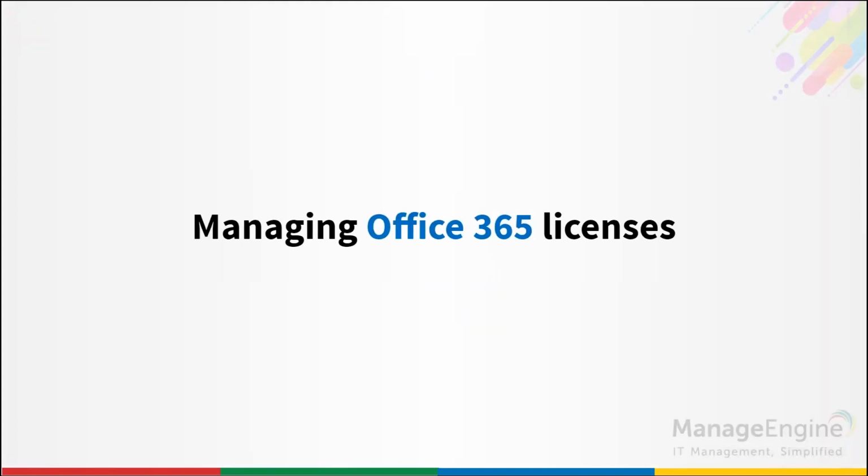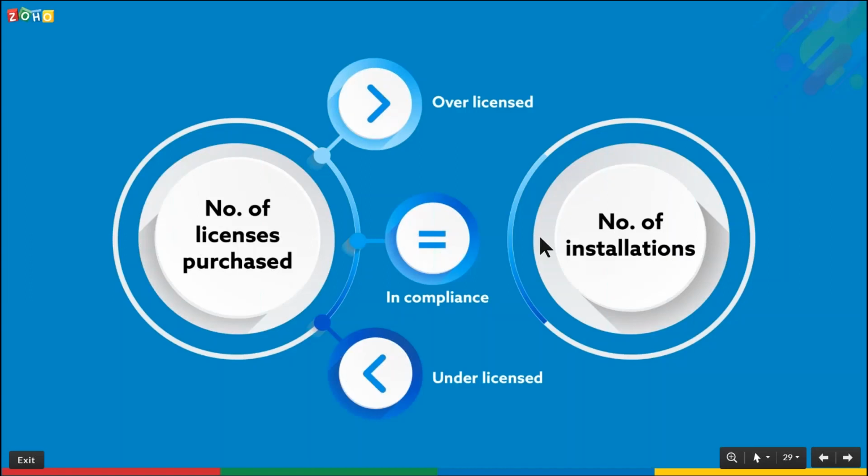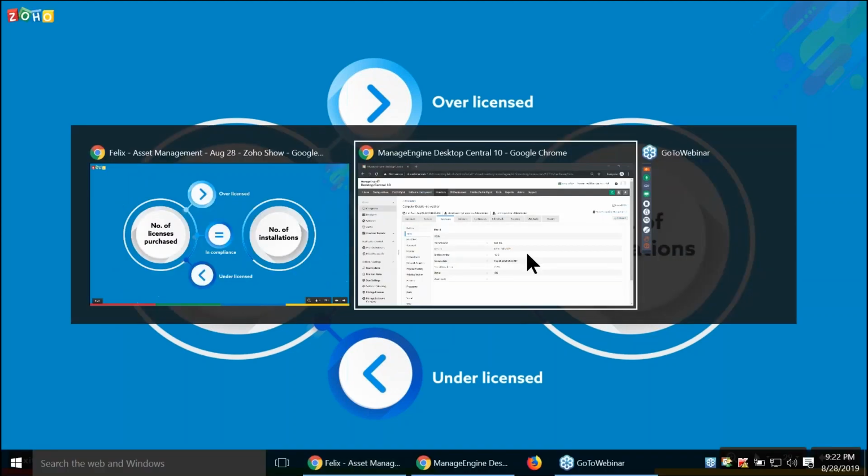Here is the first use case that I have taken: managing Office 365 licenses. Managing software licenses is one of the important aspects of asset management. This helps enterprises in being compliant, and also in planning for additional purchases and planning the license renewal. So let me show you a few basic details about license management in the console for better understanding.